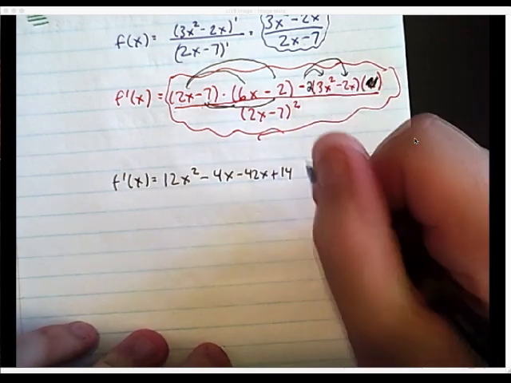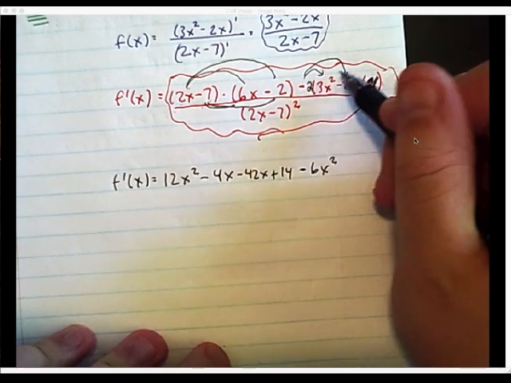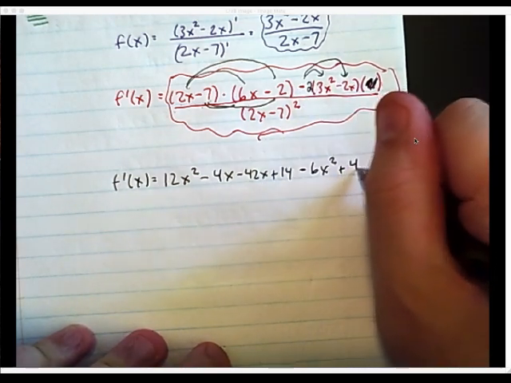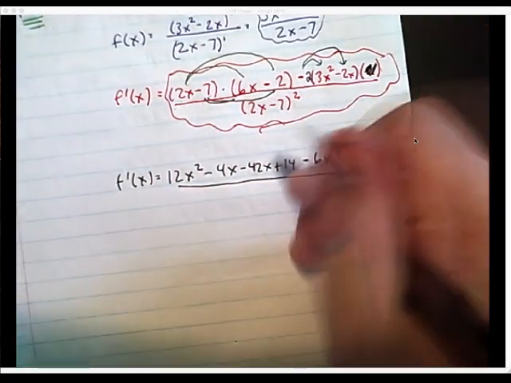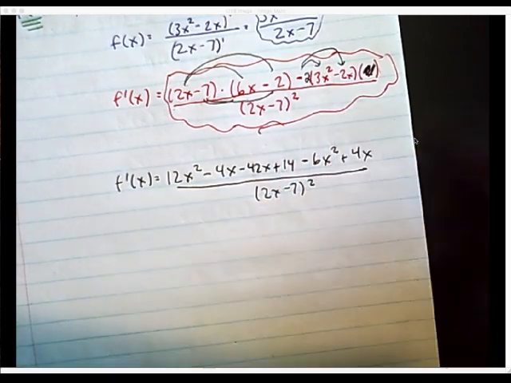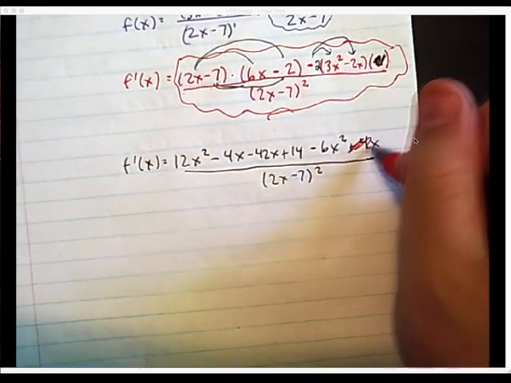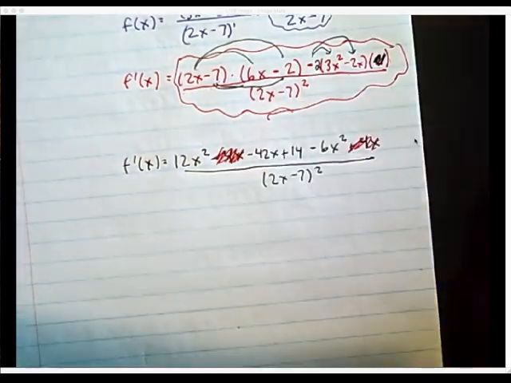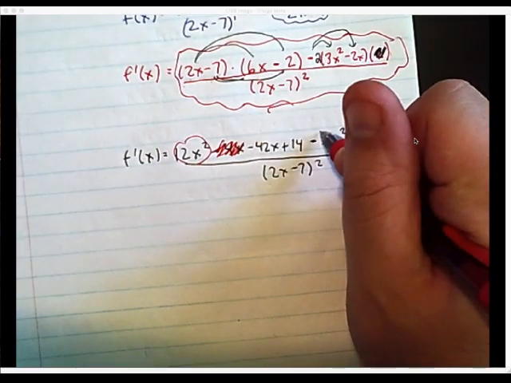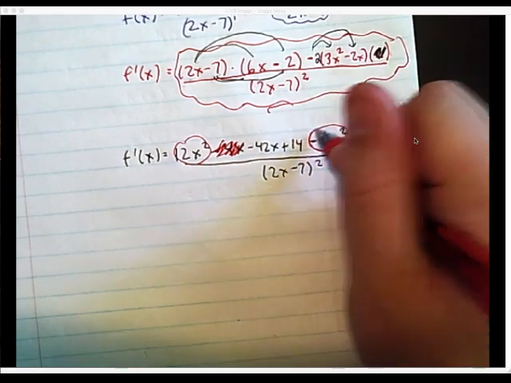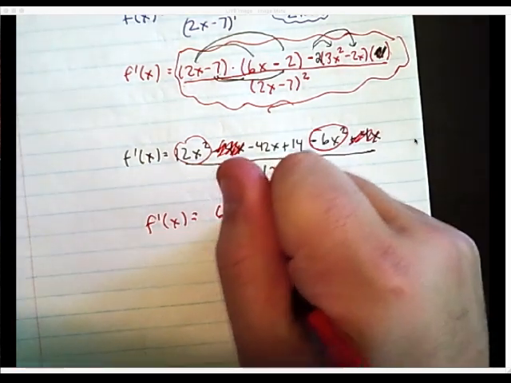So negative 2 times 3x squared is negative 6x squared. Okay, negative 2 times negative 2x is positive 4x. Okay, and that's still all over 2x minus 7 squared. Okay, so let's see if we can cancel anything. I have a positive 4x and a negative 4x. They cancel. Okay, if I combine these two terms, we got a 12x squared and a negative 6x squared. So when I combine those, it would be positive 6x squared.